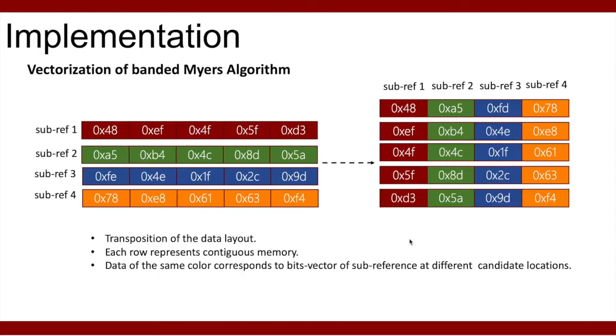We have designed two vectorized versions of the banded Myers algorithm to accelerate the edit distance calculation between the read and a substring of the reference. For efficient vectorization, the data layout has to be transposed, so the data of multiple candidate positions can be accessed continuously.